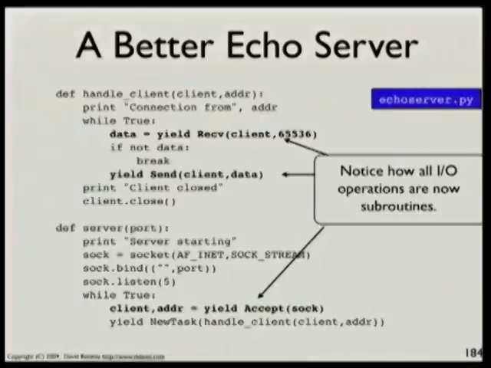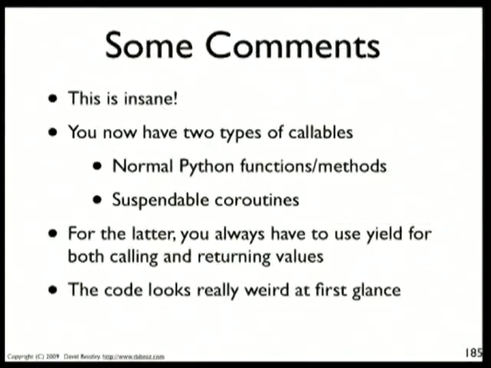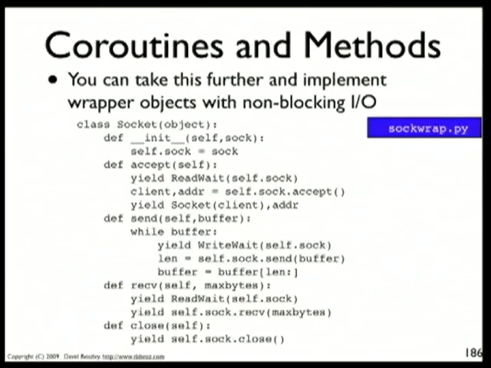If you take it one step further, actually some comments. If you're looking at this, you're saying this is absolutely insane at this point. I mean, you basically have two types of callables in your program: normal Python functions and methods, and then suspendable coroutines. And it just looks bizarre. You have yields everywhere, you have normal function calls. You're basically in total meltdown mode at this point.